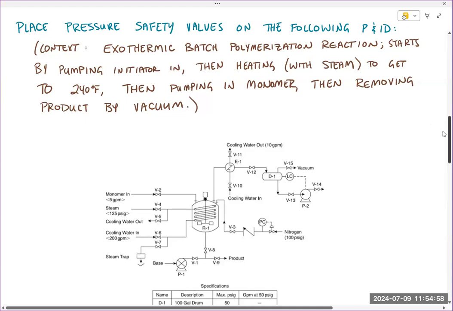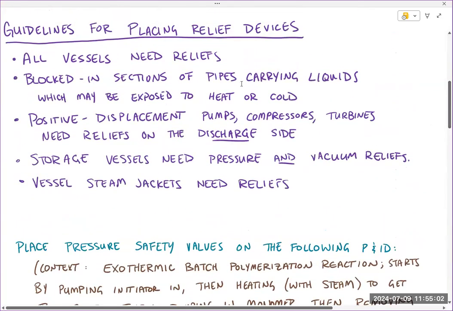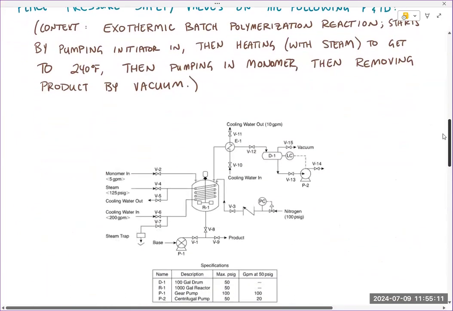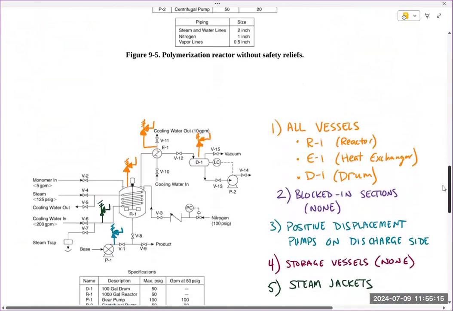So pause the video here, see if you can use the rules, and just briefly going through them. All vessels, all blocked-in sections of pipe, positive displacement pumps, storage vessels, and vessel steam jackets all need relief. So again, pause here, see how far you can get. And I've already got mine.